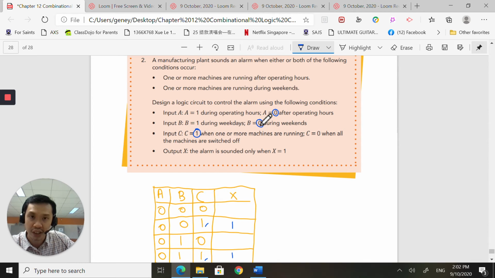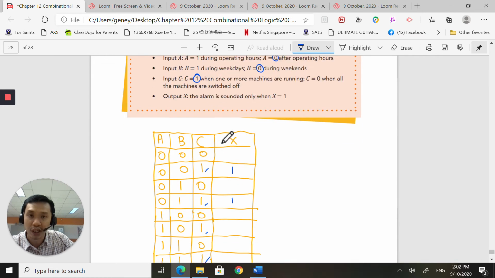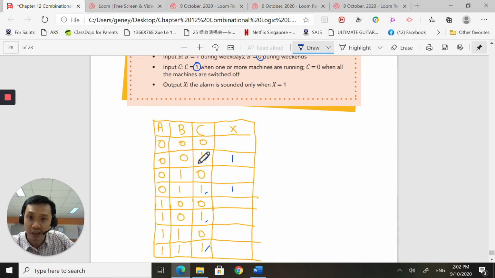During the weekends, the machine is running. So during the weekends, we want B to be 0, right? During the weekends, this is already 0. It's already sounding the alarm, so that's cool.